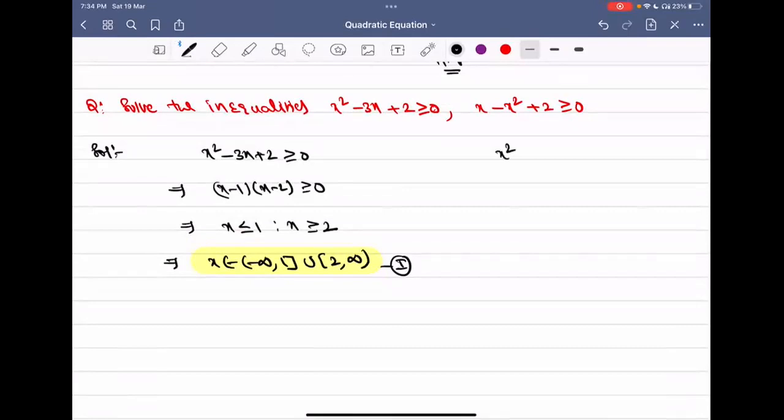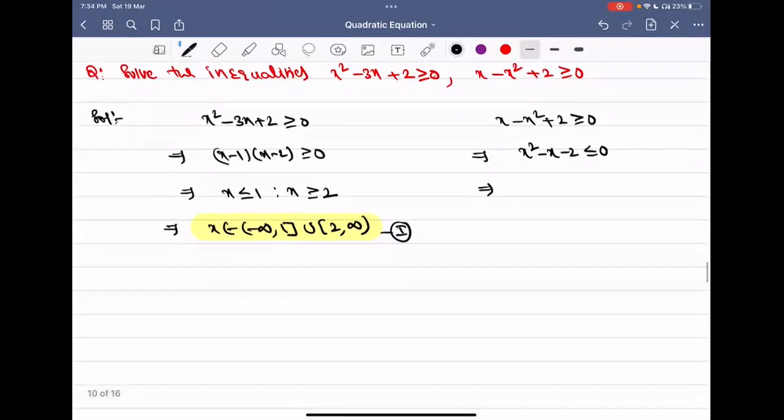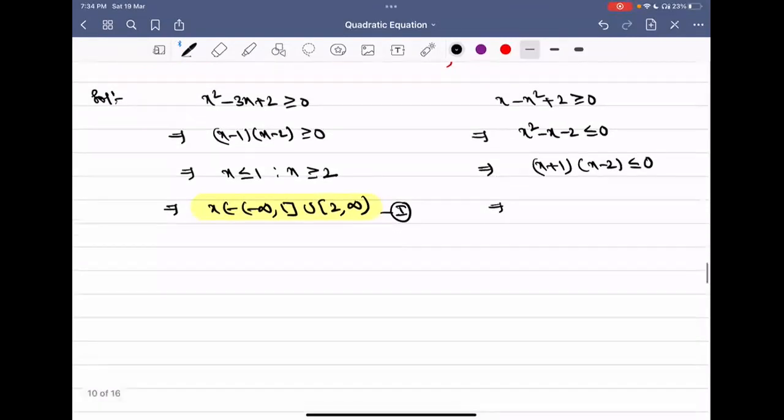the second inequation, that is x minus x square plus 2 is greater than or equal to 0. If you take out minus common, then what you get is x square minus x minus 2 is less than or equal to 0. This implies, if you factorize it, (x plus 1) into (x minus 2) is less than or equal to 0. So now here x lies between the roots, that is x belongs to minus 1 comma 2. So this is the second.